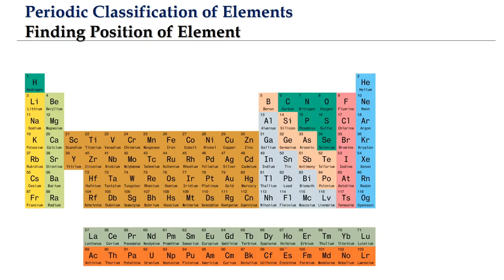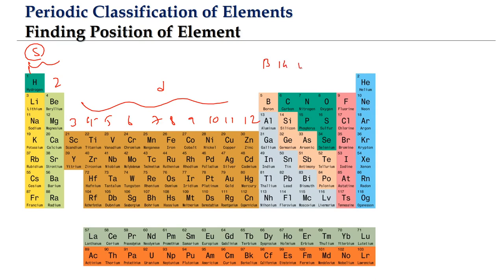Now when we look at the long form of the periodic table, that is what we have over here. In the main table, the first two groups belong to the S block. Then group numbers 3 to 12 will be the D block, and group numbers 13 to 18 will be the P block.